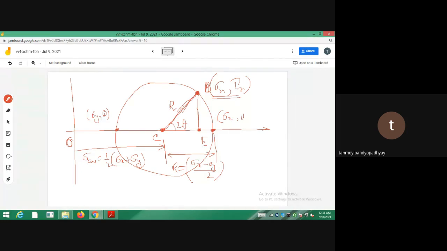And if you determine the diametrically opposite point, that will be carrying your complementary shear stresses. Understood?